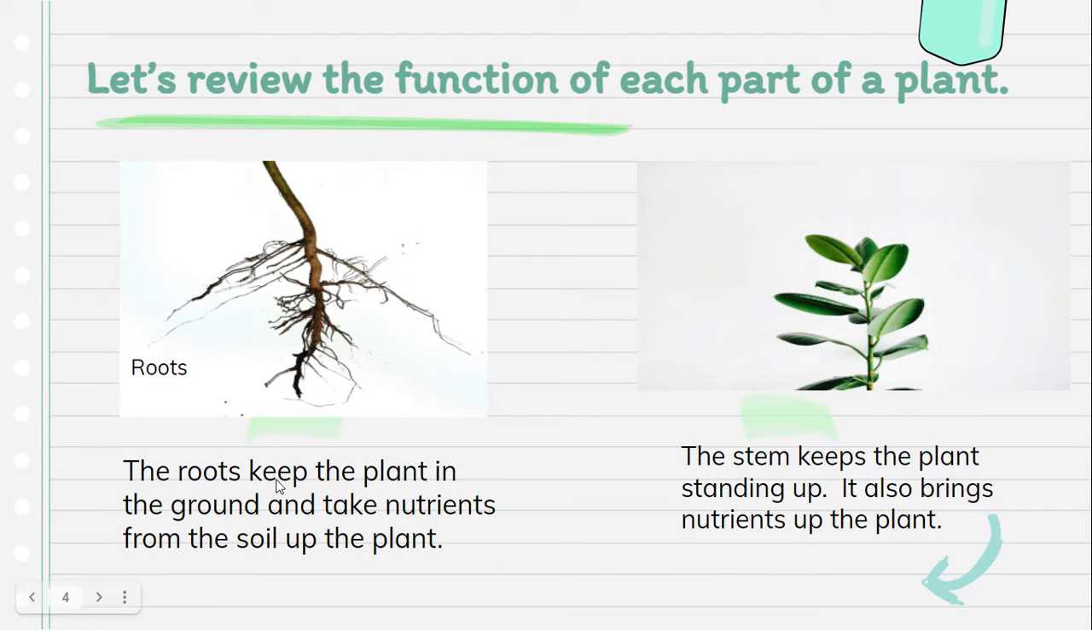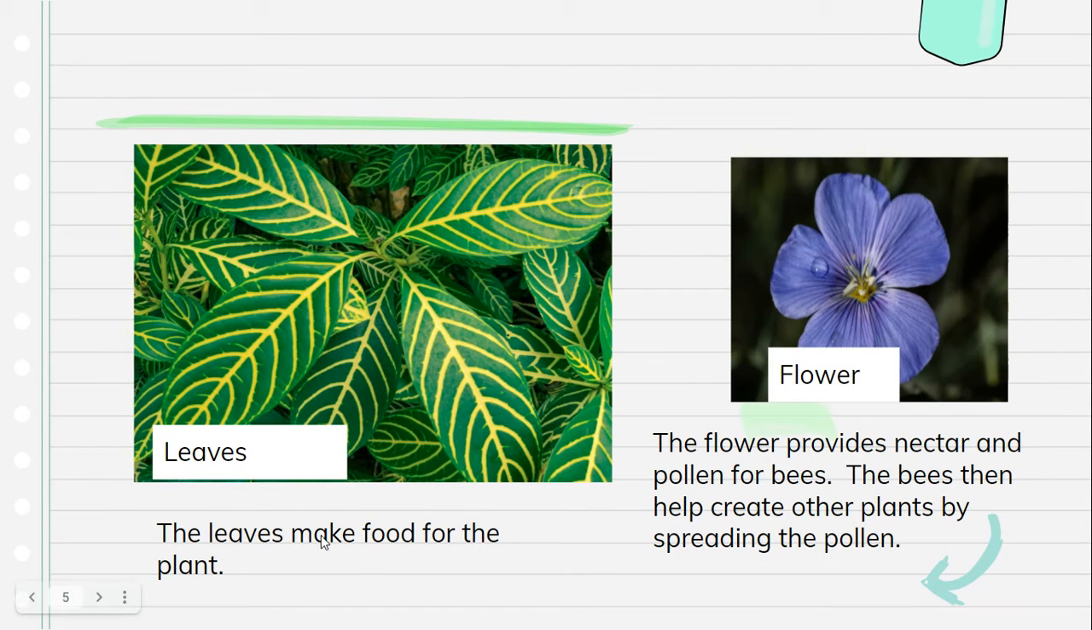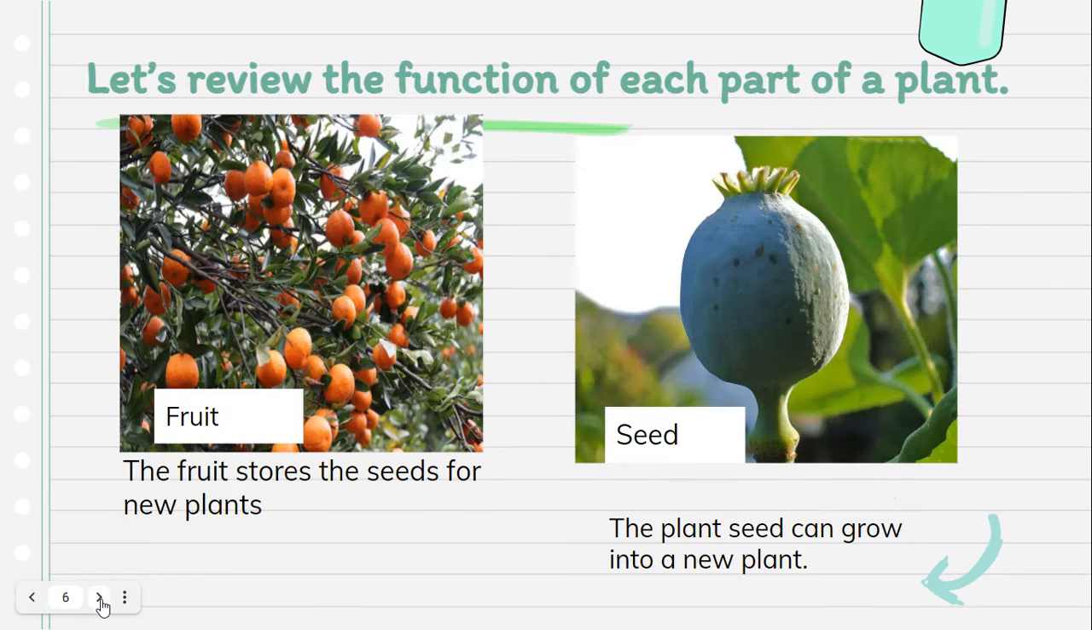The roots keep the plant in the ground and take nutrients from the soil up the plant. This is the stem. The stem keeps the plant standing up. It also brings nutrients up the plant. It's the leaves. The leaves make food for the plants. This is the flower. The flower provides nectar and pollen for bees. The bees then help to create other plants by spreading the pollen.